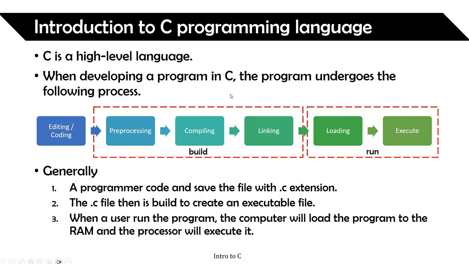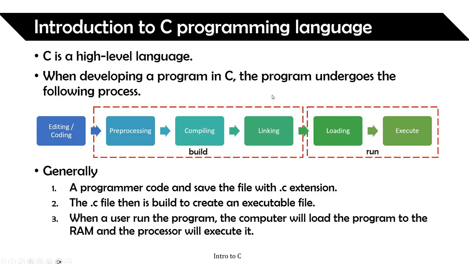Whenever you want to develop a program in C, the program undergoes the following process. The first one is editing, or typing the code itself. Then when we click build, this is the internal mechanism. The compiler will do the pre-processing, it will compile, and it will link with all those libraries. And finally, when you want to run, it will run the executable file.